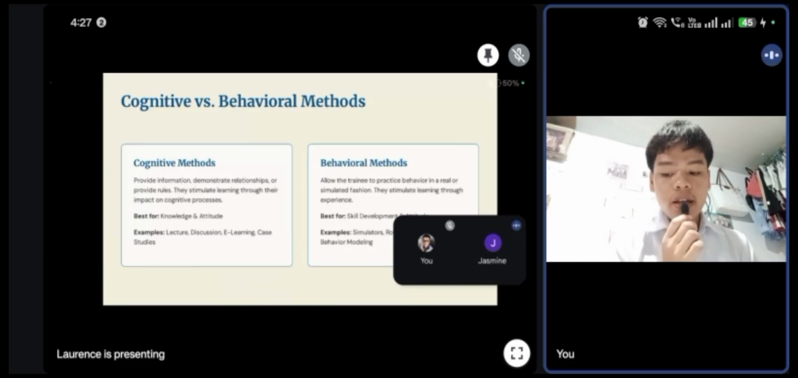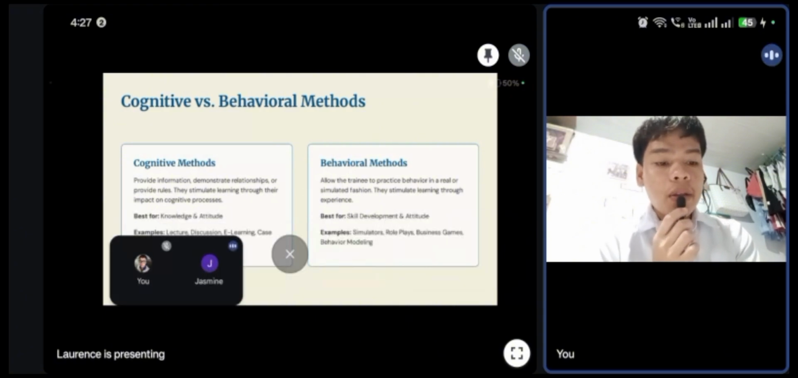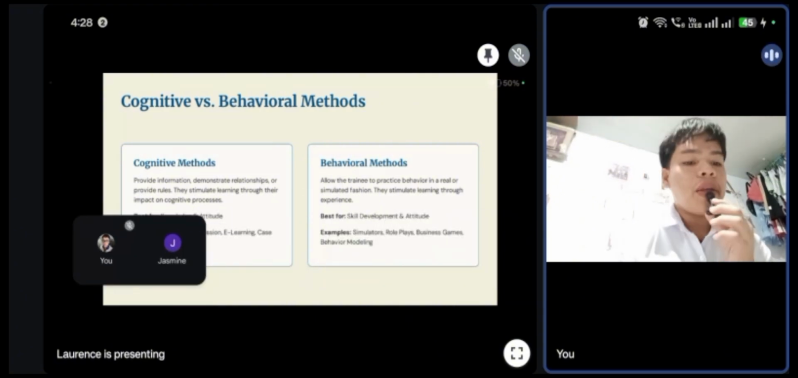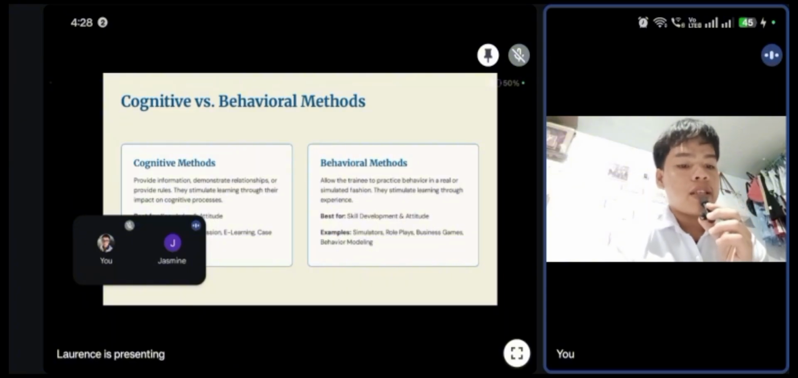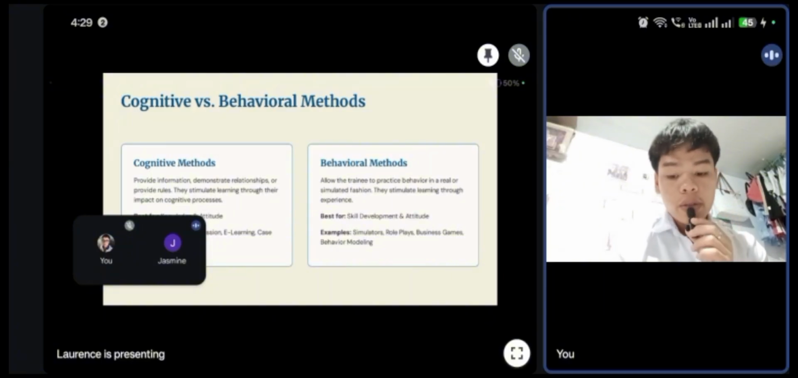Behavioral methods allow the trainee to practice behavior in a real or simulated fashion. They stimulate learning through experience, best for skill development and attitude. Examples: simulators, role plays, business games, behavior modeling. These methods focus on learning by doing. You learn by practicing real actions or behaviors. Good for building skills and improving attitudes through experience. Examples: role plays, simulations, games, behavior practice.